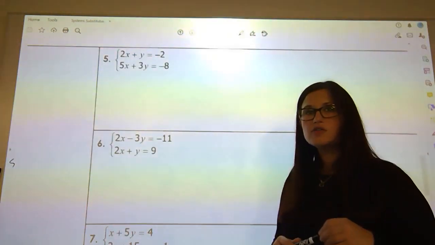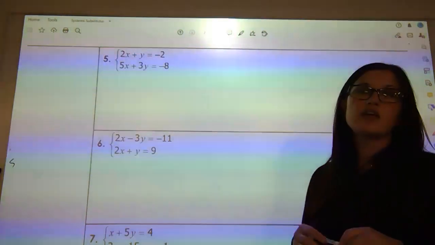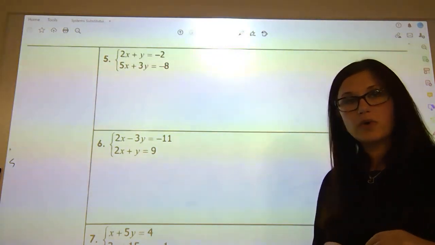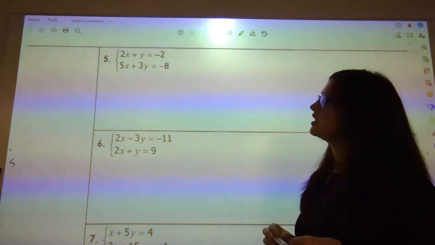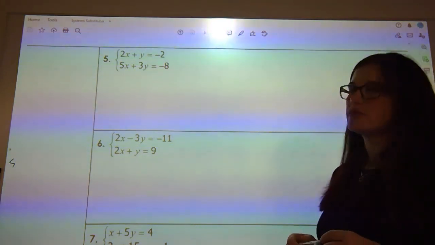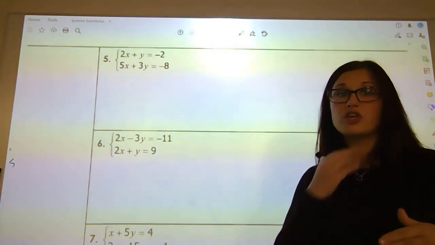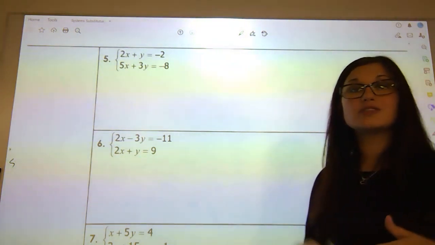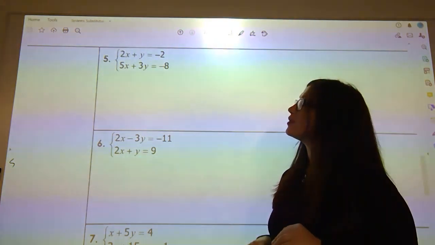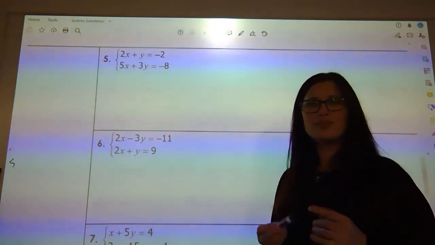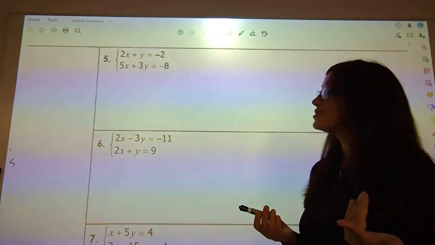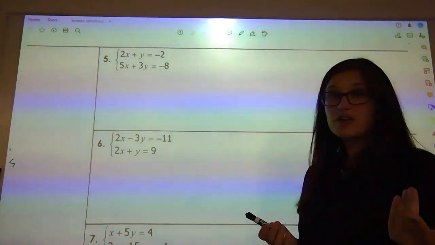Okay, so we're now on to the next page, number 5. I've got my system of equations: 2x plus y equals -2, 5x plus 3y equals -8. Now, our first step is to always make sure you have one of your equations solved for one of your variables. Are either one of my equations solved for either variable?